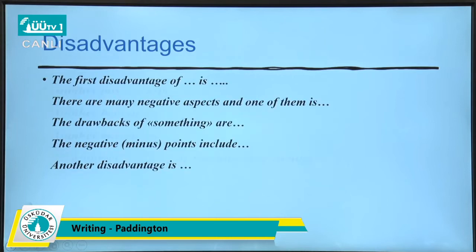Okay? Next one is disadvantages. And there are disadvantages, as everybody knows. There are a lot of things: negative points, negative aspects, drawbacks, cons, or minus points. Minus points are disadvantages, something not good for us. You may use these expressions in your body paragraph to make your writing more dynamic.